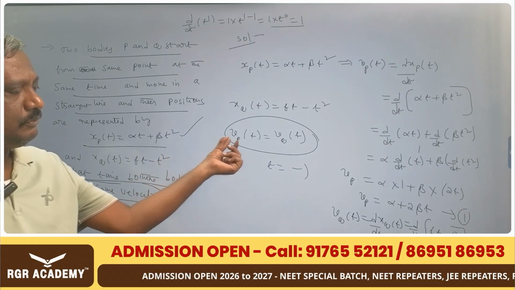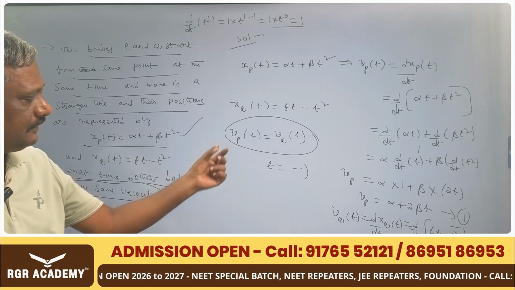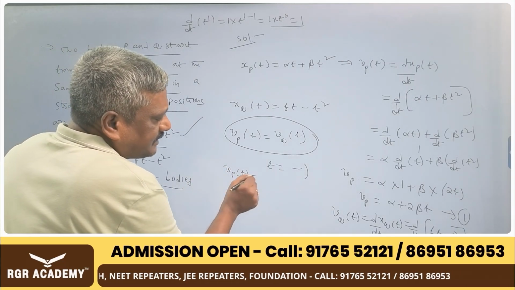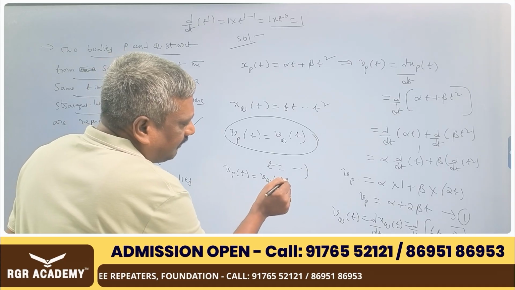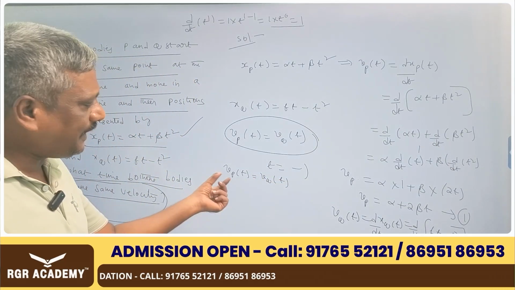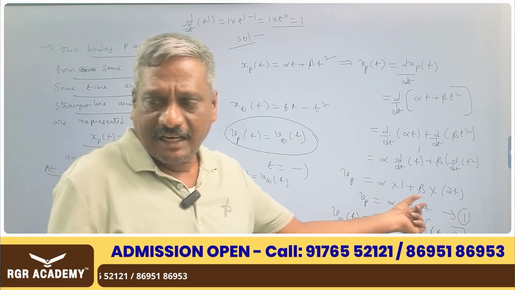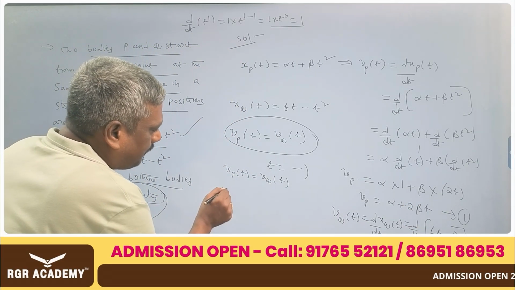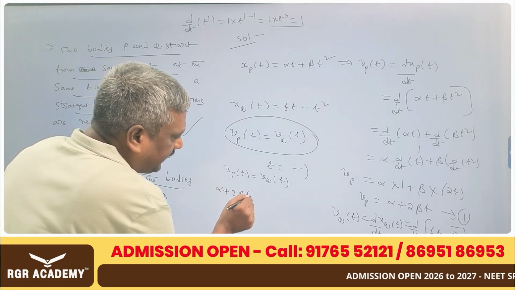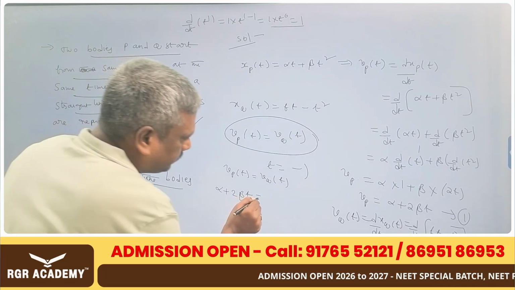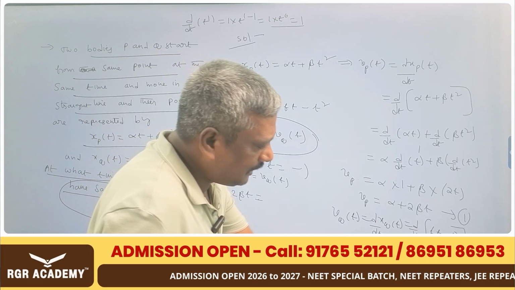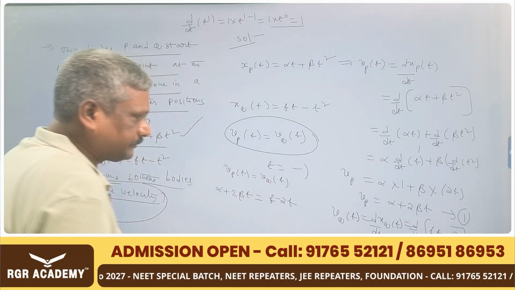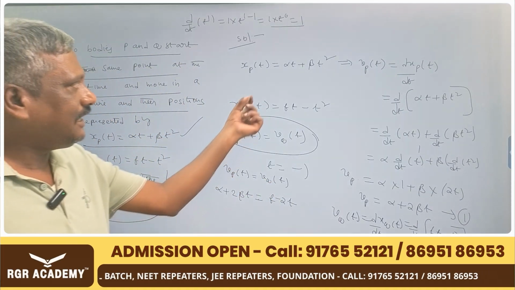Now, one condition is given in the question: the velocity of the particle P and the velocity of the particle Q are equal. Now apply this condition. The velocity of the particle P, alpha plus 2 beta t, is equal to the velocity of the particle Q, that is f minus 2t. We have to calculate the time.